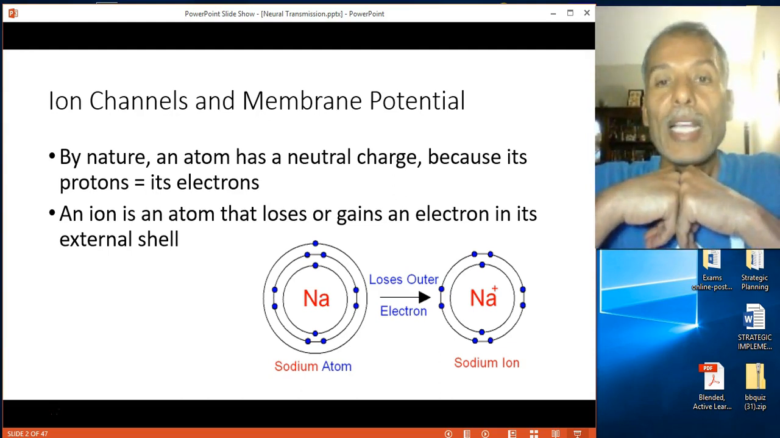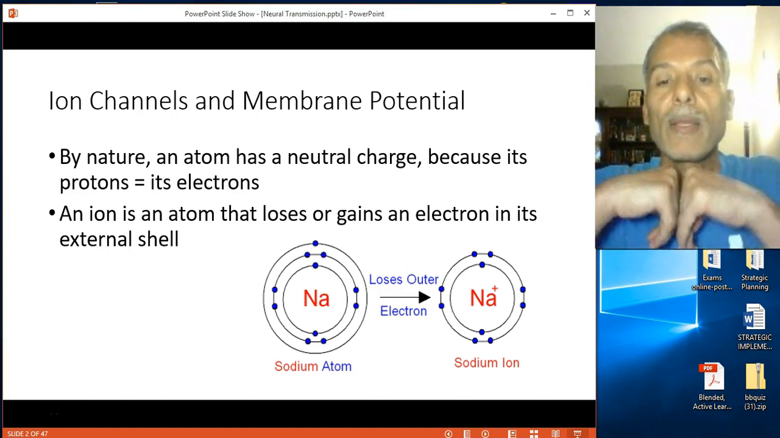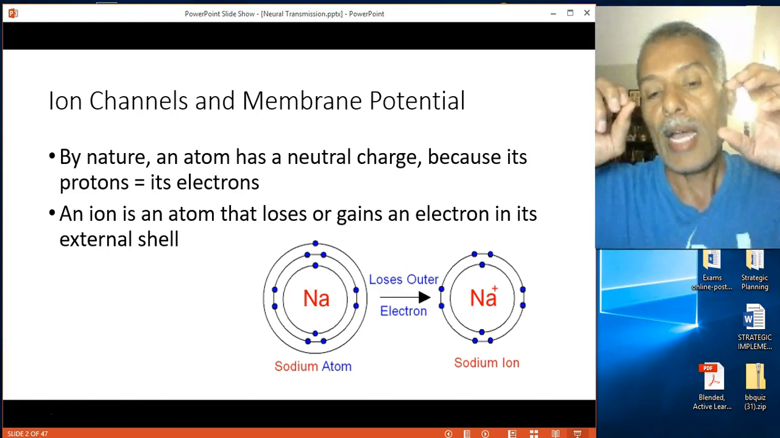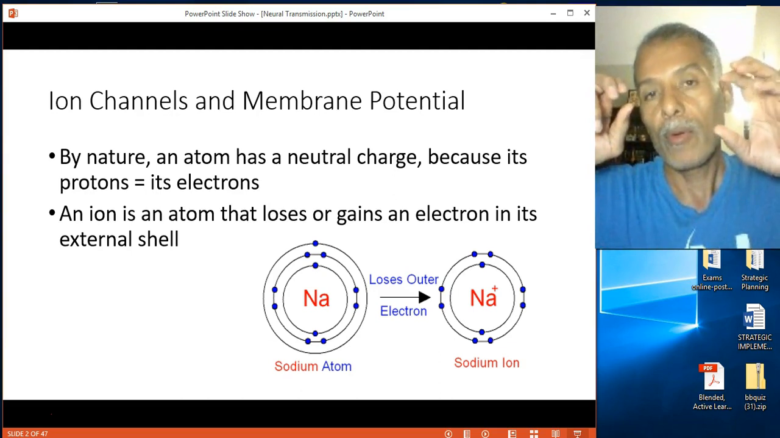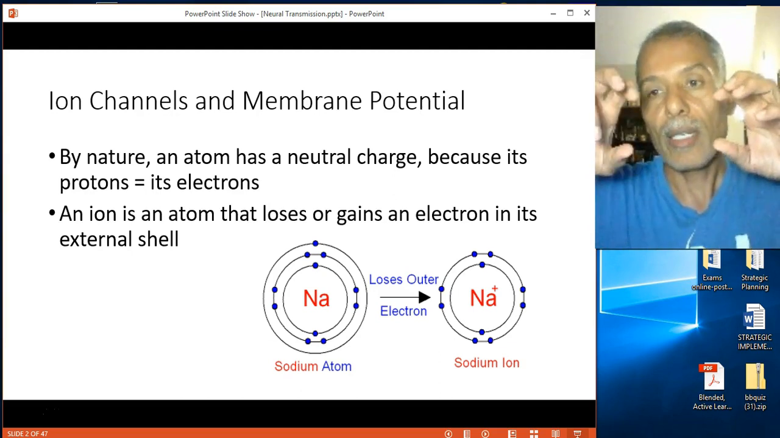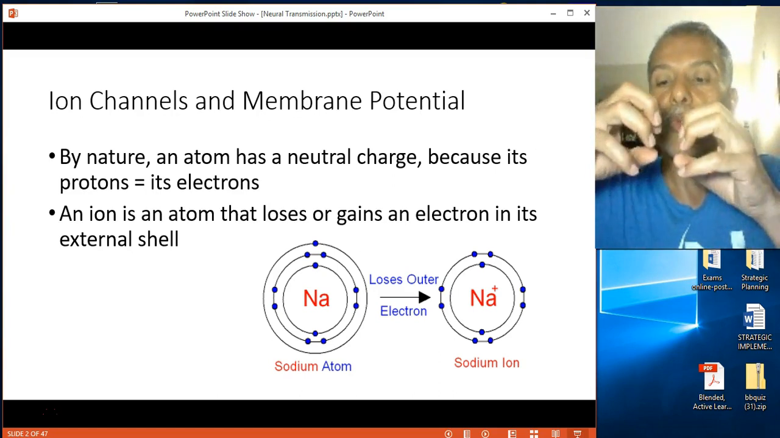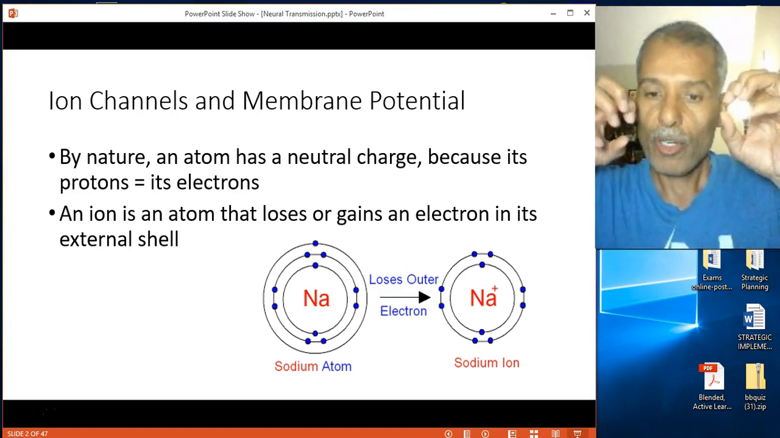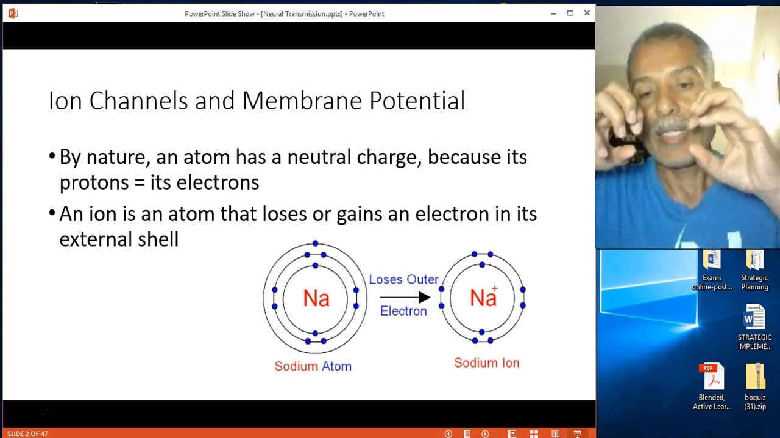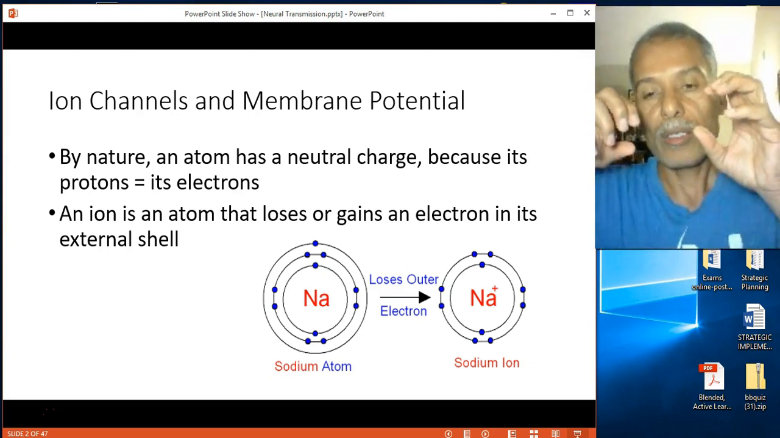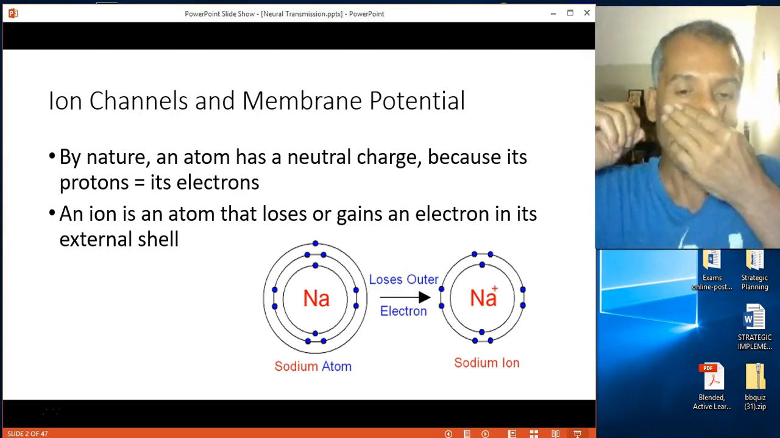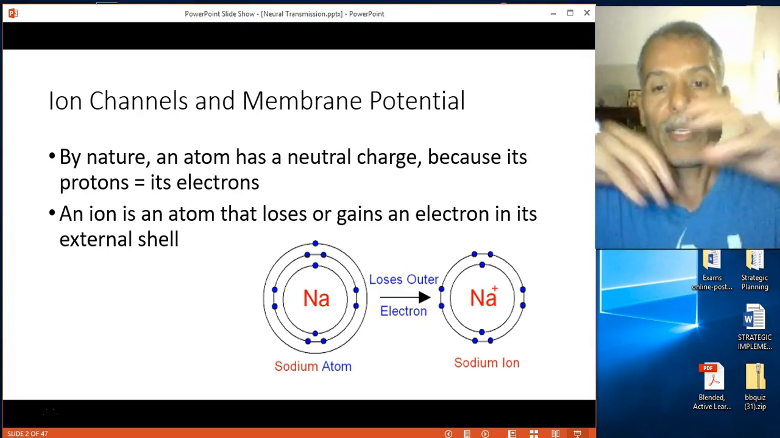So an atom by nature has an equal number of protons and electrons. This way, positive charges inside and negative charges of the electrons are attracted to each other, and this is how electrons stay.